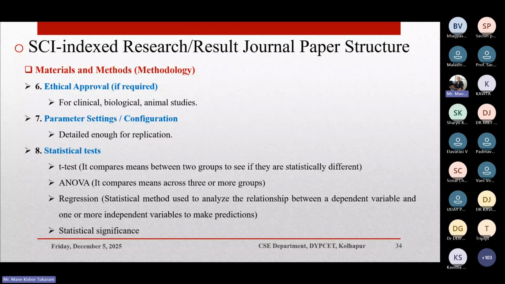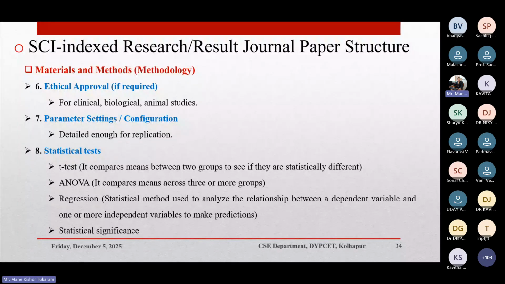Okay, so for example, suppose you use patient data. In that particular case, you need to submit an undertaking to the hospital that you are not using the data for personal purposes, only for research. Okay, so such understanding or undertaking are required for the ethical approval. Then we need to write the statistical test.